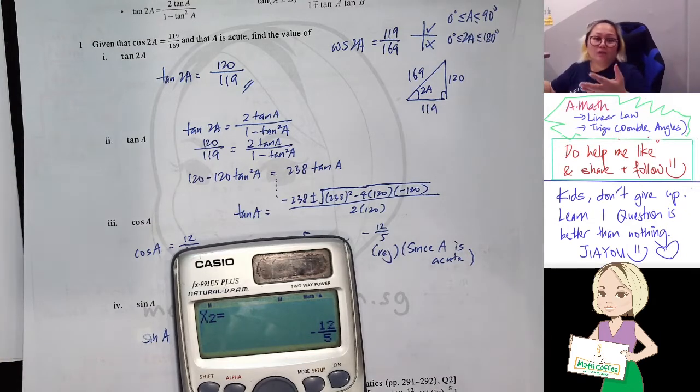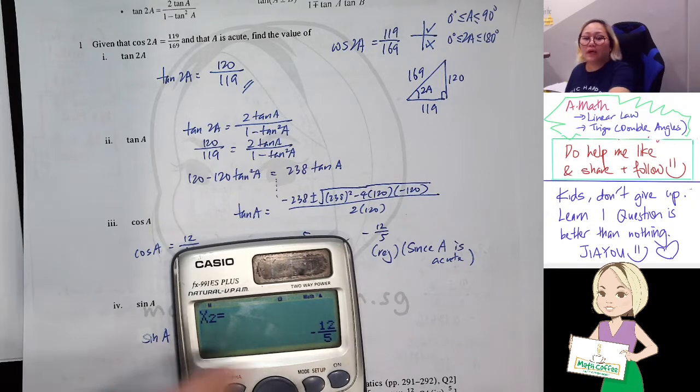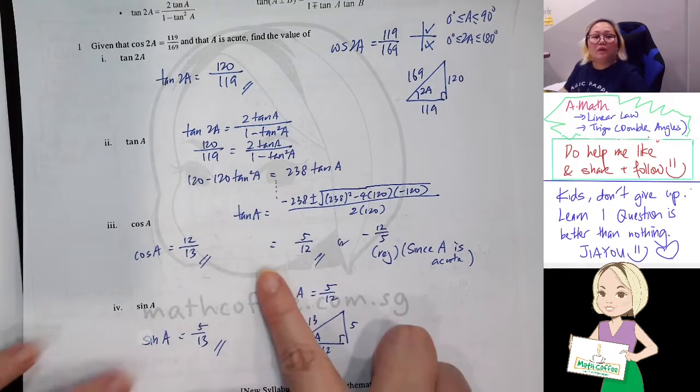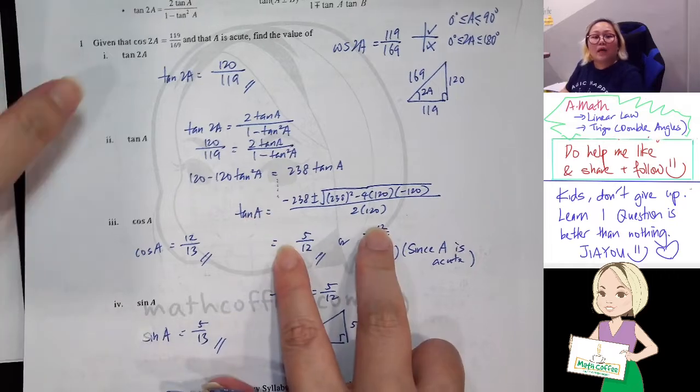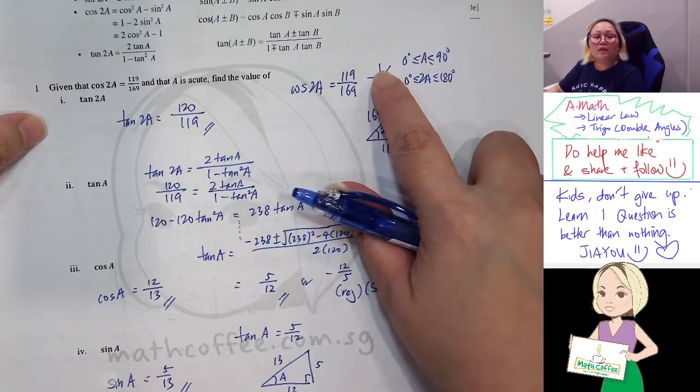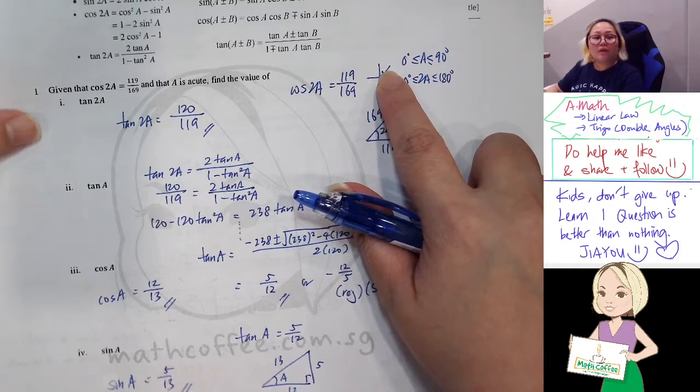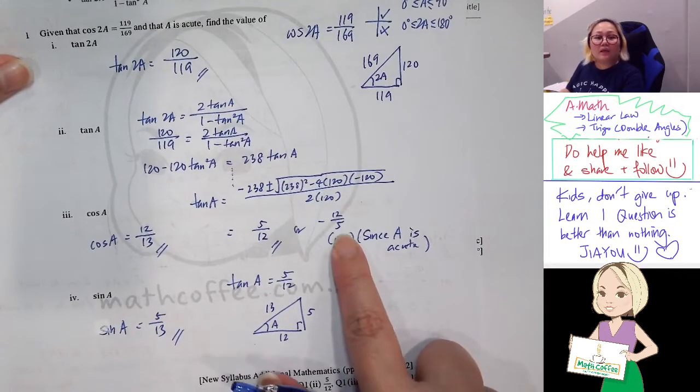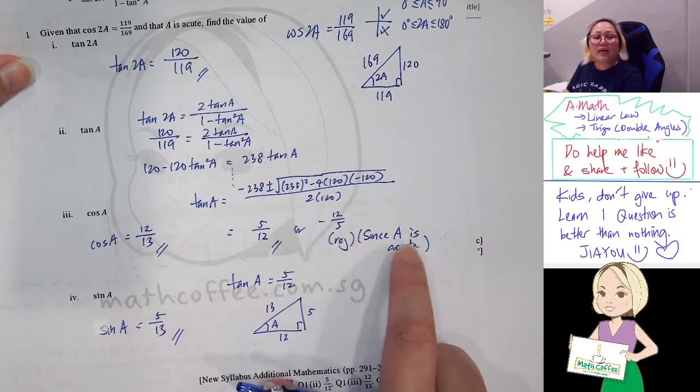Then you'll be like, wow, so long, might as well just use the quadratic formula. You understand? For A, we can put both answers, right? No, cannot. Because remember our A is in the first quadrant. When A is in the first quadrant, everything is positive, so it cannot be negative. You will have to reject this one because my A is acute.